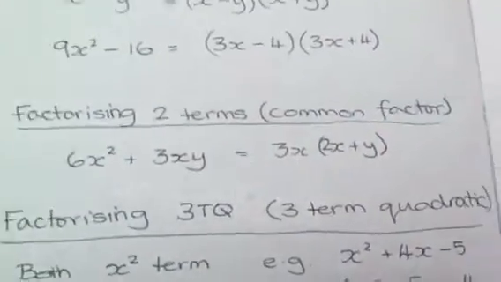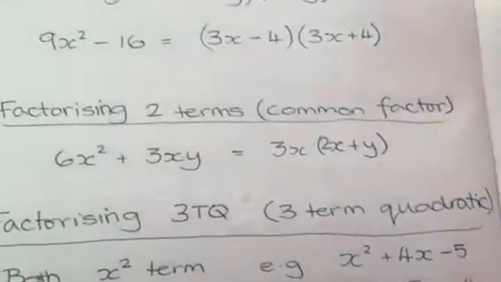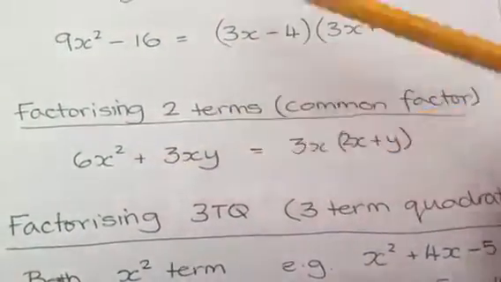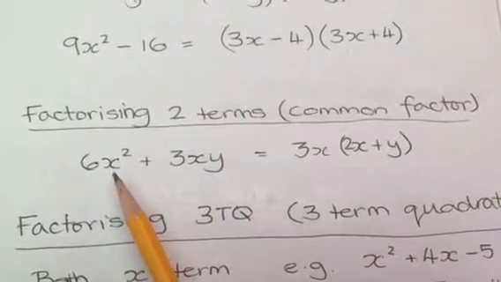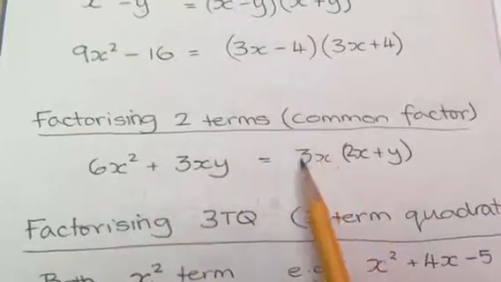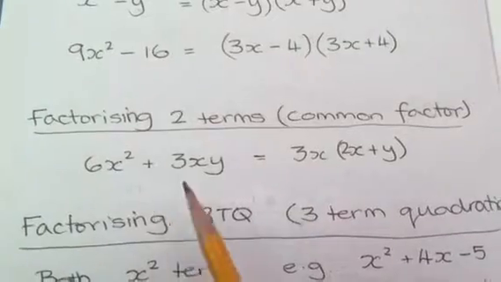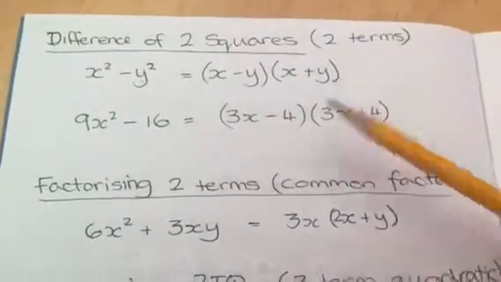The other two-term quadratic that you get is where you have a common factor. So something like this, it's a two-term quadratic. I can take the x outside the bracket, so I get x(3x, 2x plus y). So that's where you've got two terms.